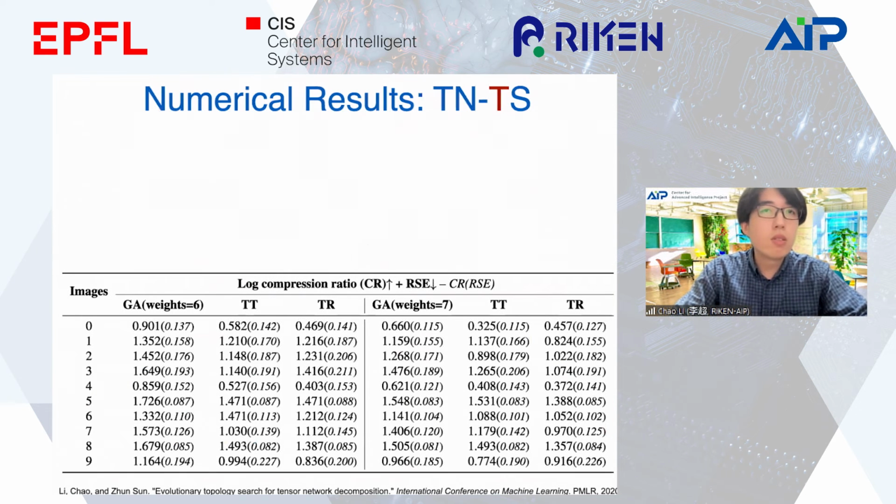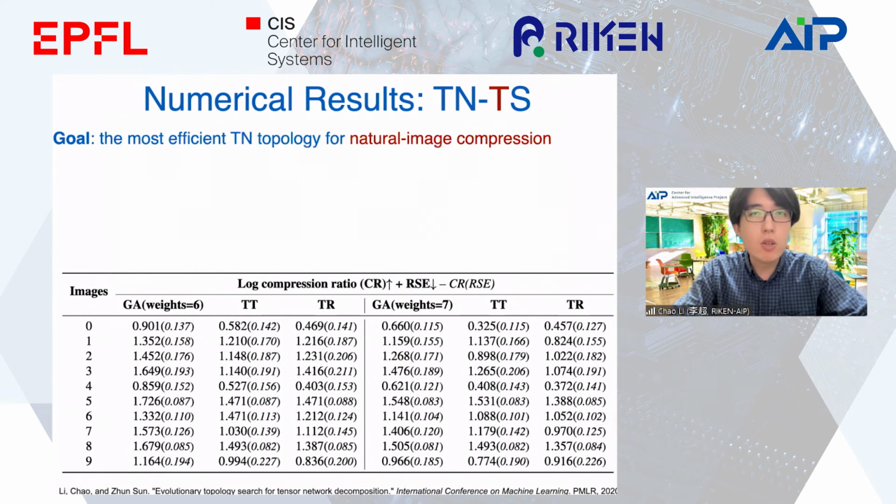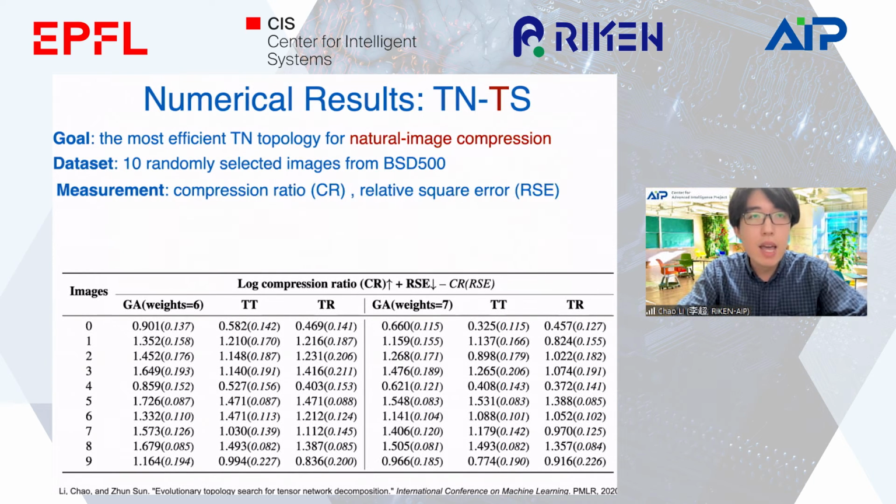Well, next, let's see some numerical results. This experiment is for natural image compression using the tensor network topology search. And the goal is to look for the most efficient tensor network topology for this task. Here we randomly select 10 natural images from an open access dataset and consider two performance measurements. The first is compression ratio and the second is relative squared error.